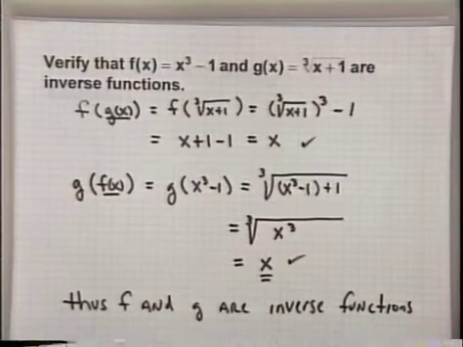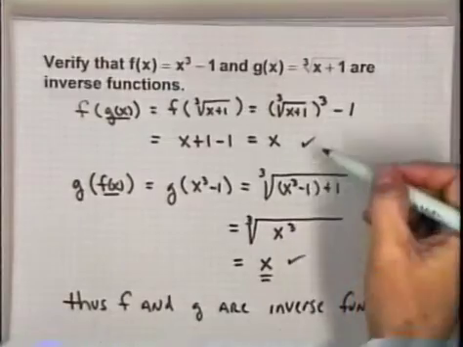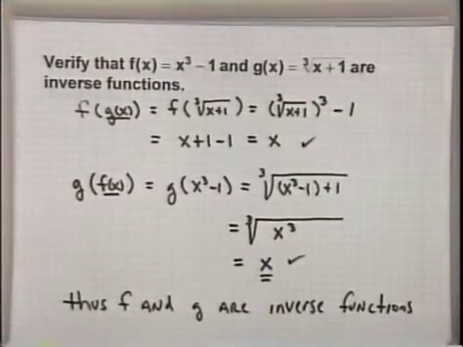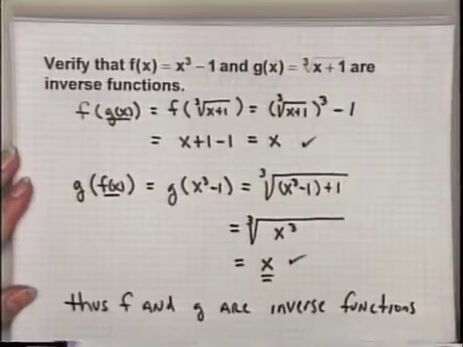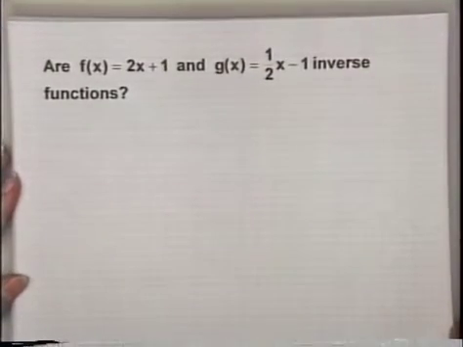Okay, so in order to verify that we have inverse functions, we have to do both compositions. Now keep in mind, not all functions are inverses of each other. So if either of these compositions fails to give us x, then we know that our functions are not inverses. Let's take a look at this problem. The question is, are f of x equals 2x plus 1 and g of x equals 1/2 x minus 1 inverse functions? Well, we're not sure, so we're going to see if we can prove whether they are or not.